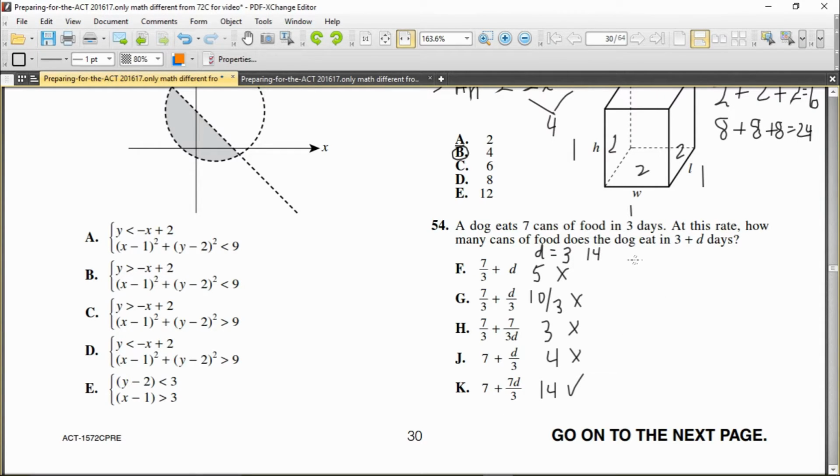Could also set up a proportion. 7 cans of food in 3 days would be the same ratio as X cans of food in 3 plus D days. And if you want, you can finish that and you'd find out that indeed it would be X equals 7 plus 7D/3. I don't know which way is faster. I wasn't really paying attention, but there are 2 ways to do question number 54. Maybe you can think of a third.